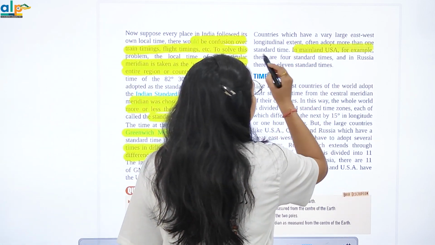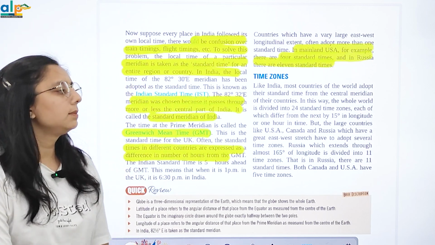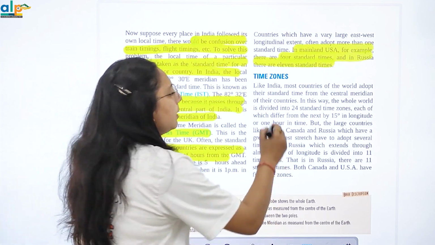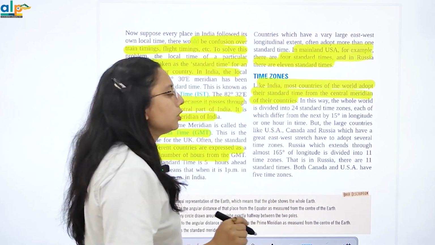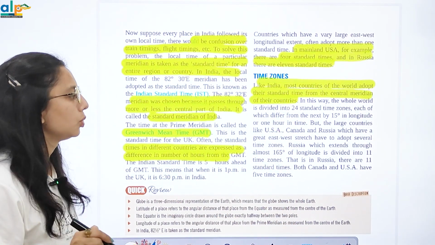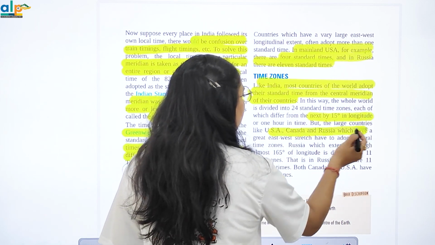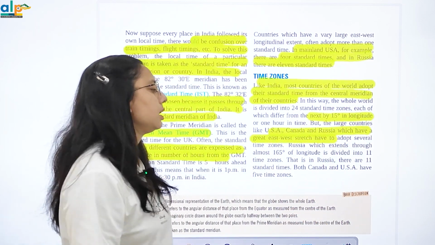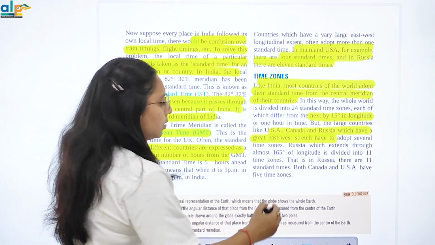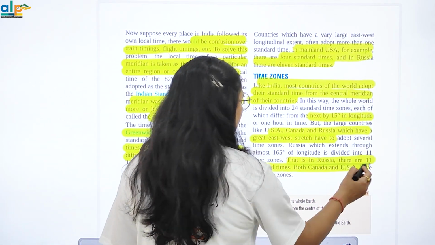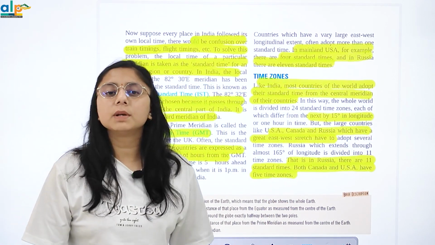Countries with a very large east-west longitudinal extent, in mainland USA for example, have 4 standard times, and in Russia there are 11. If we talk about time zones, like India, most countries of the world adopt their standard time from the central meridian of the country. So we have 24 standard time zones, each 15 degrees apart in longitude. USA, Canada and Russia have a great east-west stretch, so they adopt different time zones. In Russia there are 11 standard times, and both Canada and USA have 5 time zones. How much? 5.